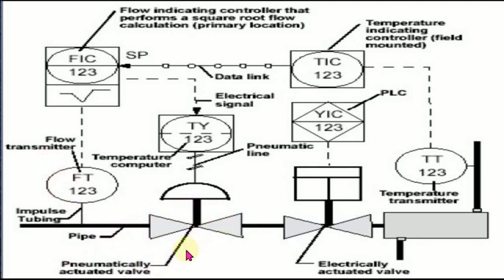We have also a pneumatically actuated valve, and here the pneumatic line symbol. This symbol, YIC, is the PLC or programmable logic controller that controls all the circuits or components within the system. We have also here TT, which is a temperature transmitter, and an electrically actuated valve.